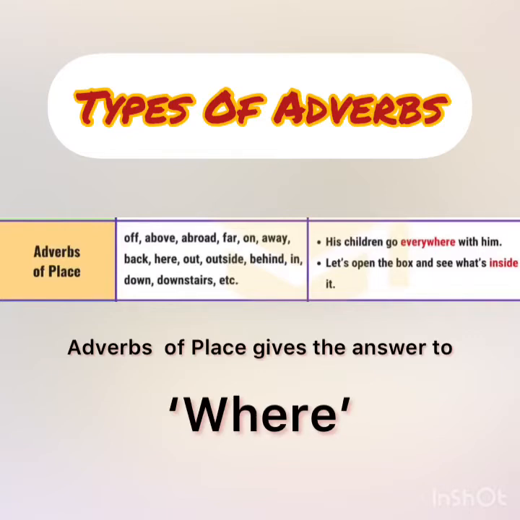See the words used: off, above, abroad, far, on, away, back, here, out, outside, behind, in, down, downstairs, etc. Example sentences are: his children go everywhere with him. So in his children go everywhere with him, where do his children go? Everywhere. So everywhere is the adverb which is modifying the verb go.